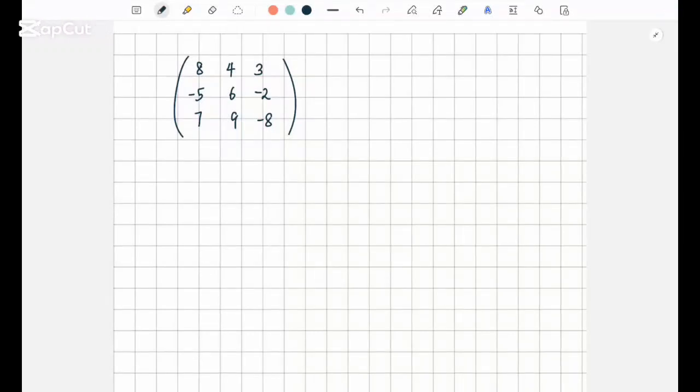Hi everyone, I'm going to show you guys how to find the inverse of this 3 by 3 matrix. I'll be making two videos for this. One is going to use the determinant, and the other one is going to use row reduction.